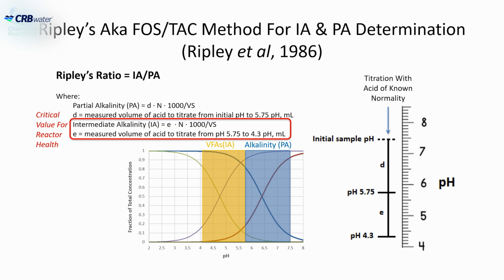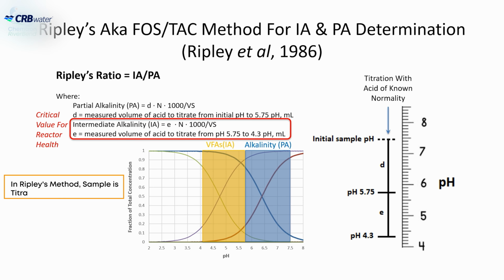Other commonly used methods for quantifying VFAs include Ripley's method and its other variants, including the FOS/TAC method. The diagram here shows the Ripley's ratio method. In this method, the sample is titrated down from its initial pH to the pH of 5.75 using an acid of a known concentration. Further, the sample is titrated down to a pH value of 4.3 in the second titration step. Ripley's ratio is calculated by the equation given here.